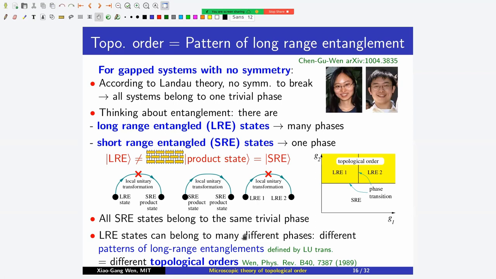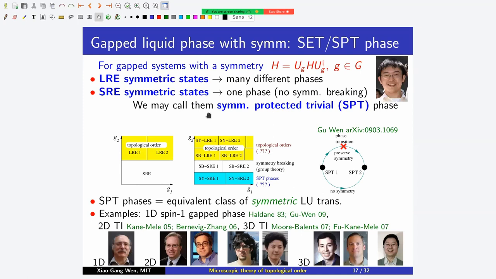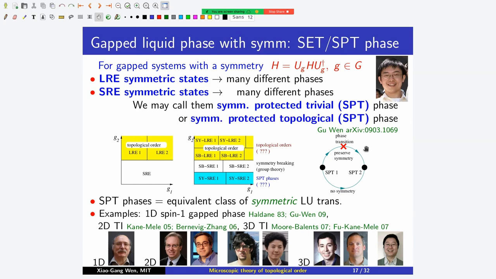Then there's a similar related thing: when you have a symmetry, then even the shorter entangled states can be divided into many different phases. And this gave us the so-called SPT states. So for shorter entangled states, they are connected by local unitary without symmetry. However, when you have a symmetry, you have to require your local unitary transformation to respect the symmetry. Then maybe there are shorter entangled states which cannot be connected by local unitaries respecting symmetry. So that gave you these SPT states. Those kinds of entangled structures I'm going to talk about.